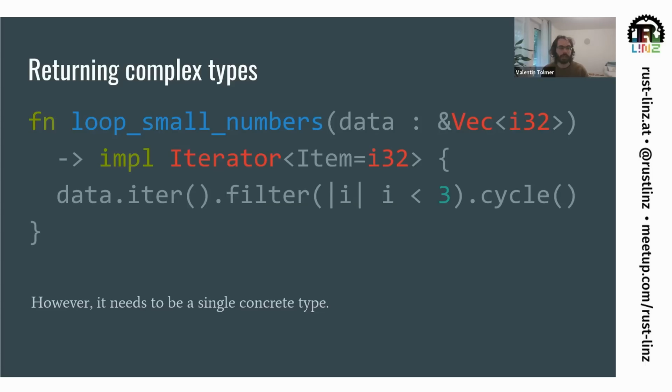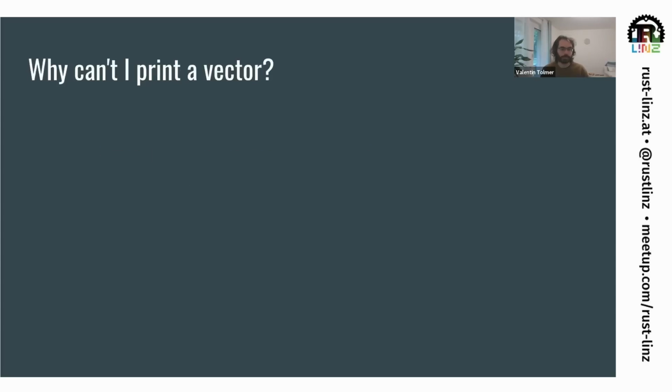So a question that I often see beginners ask is, why can't I print a vector? Well, Vec doesn't implement Display. It's a trait. It implements Debug, but it doesn't implement Display.